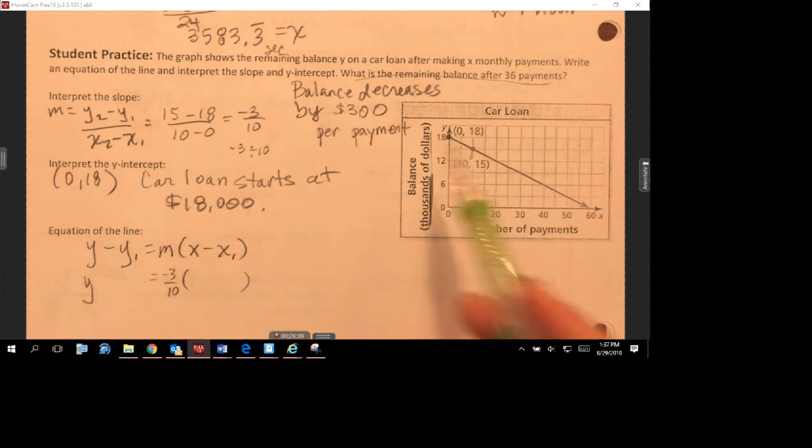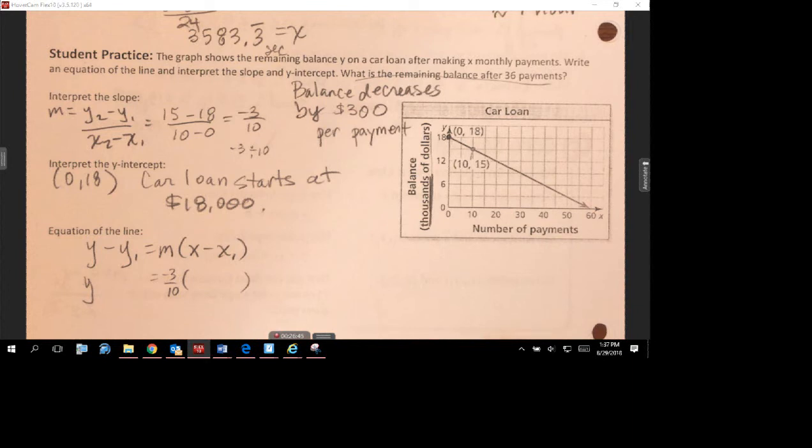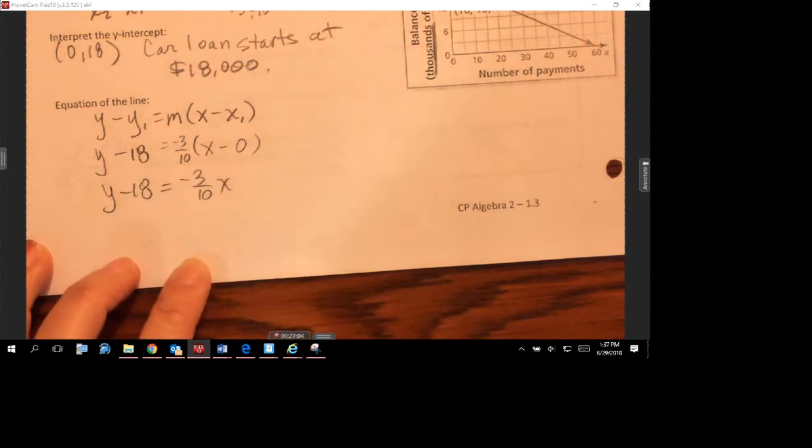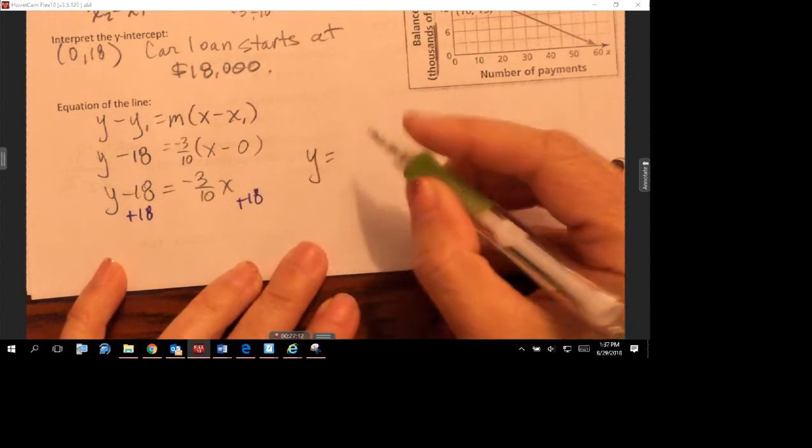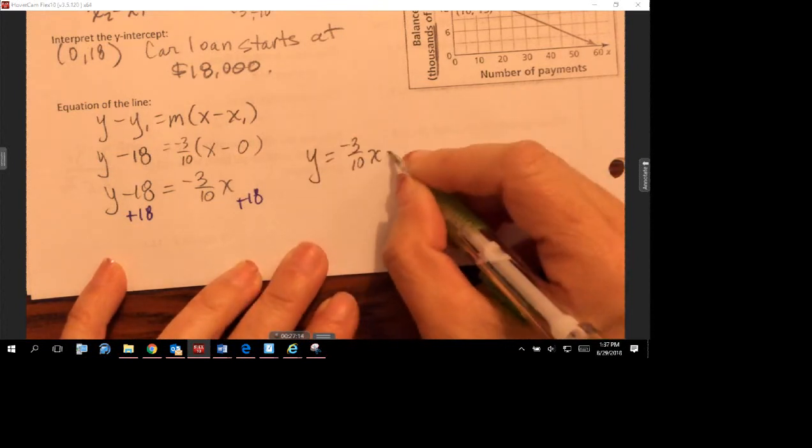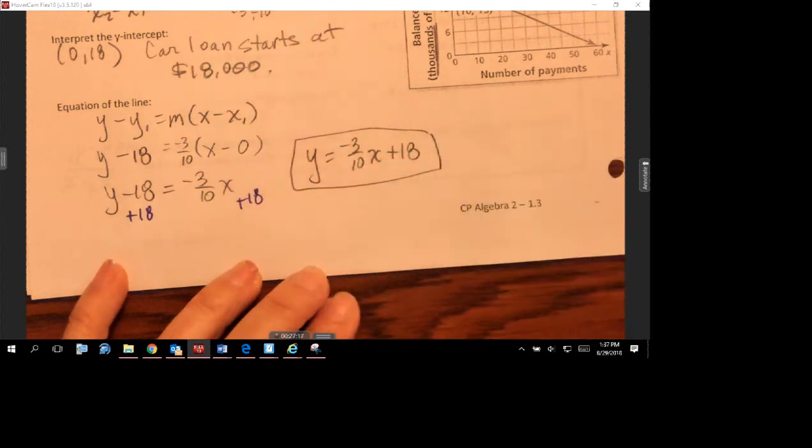Do y minus, and you can use either ordered pair. Which ordered pair would you like to use? I prefer to use the one with 0 in it, but you can use whatever you want. I prefer the one with 0, so I'll go y minus 18 equals -3/10 times x minus 0. So we have y minus 18 equals -3/10 x. And then we're going to add 18 to both sides, and we'll have our equation.